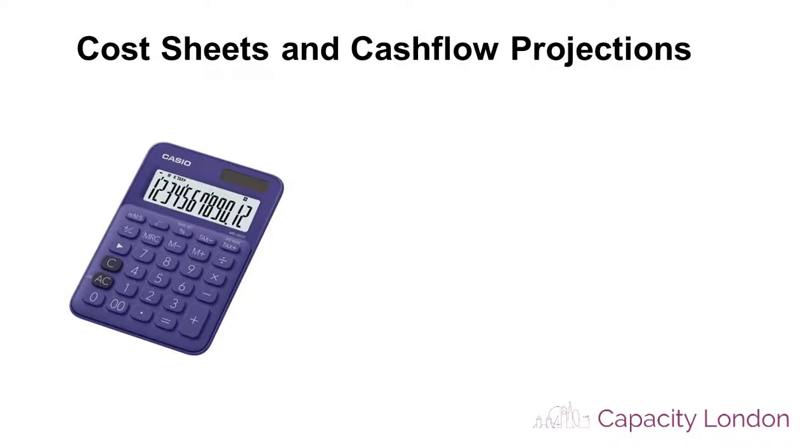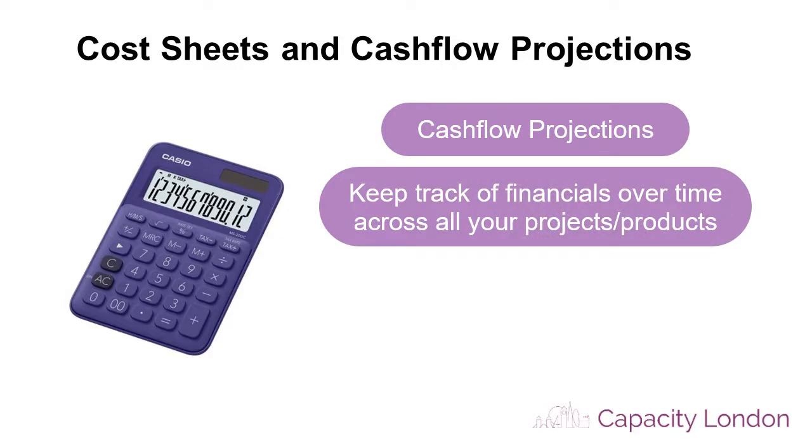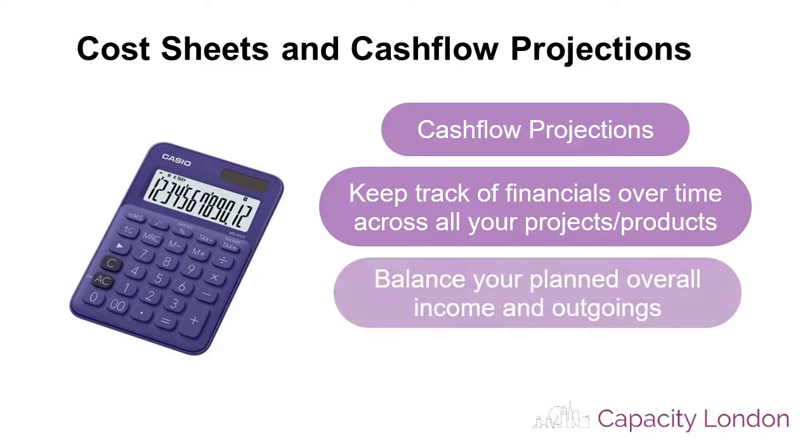So what about cash flow projections? They are quite different from a cost sheet in that they track your incoming and outgoing monies over time. So in reality, you may well be working on more than one project at the same time, depending on what you do, of course. So a cash flow projection is where you can actually track how much money you've got incoming each month, and balance that against all your outgoing costs, which are probably likely to be fairly similar each month, but there are also some variable costs that may well be different.